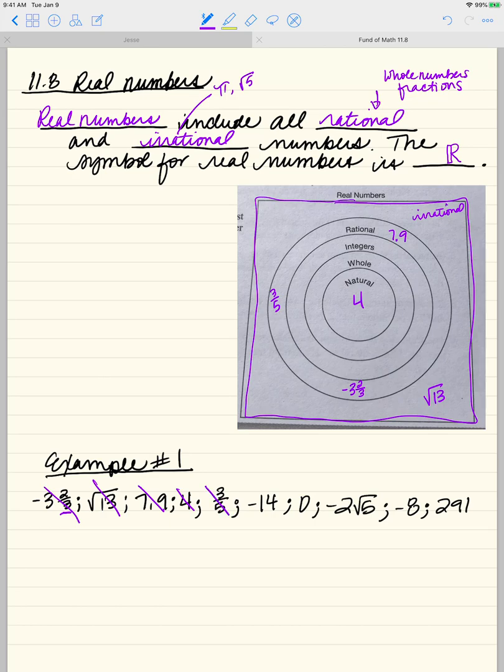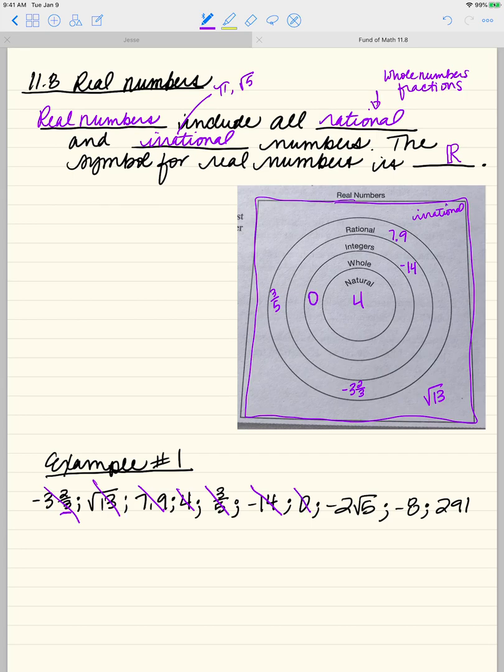-14. The most specific category we can put -14 in is our integers. Remember, whole numbers are always positive and 0. They are our counting numbers, positive and 0. Integers include whole numbers and their opposites. So integers, -14. 0, the most specific place we can put that is in our whole numbers.